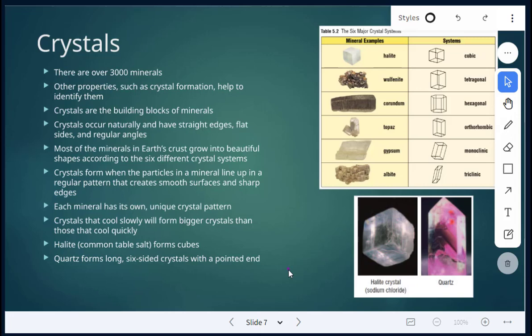Now, crystals that cool down slowly, they're going to form bigger crystals than those that cool down quickly. Halite, like I said, it's a common mineral. It's a table salt. It'll form cubes. Quartz, this is quartz here. It'll form the long 6-sided crystals with a pointed end.